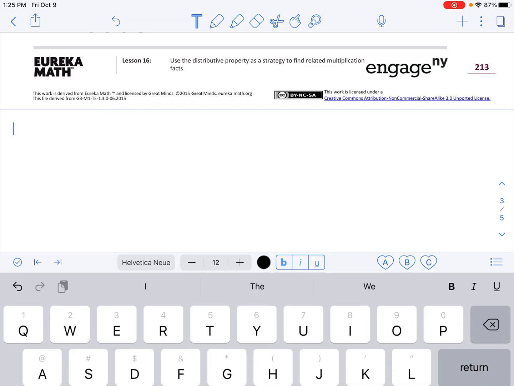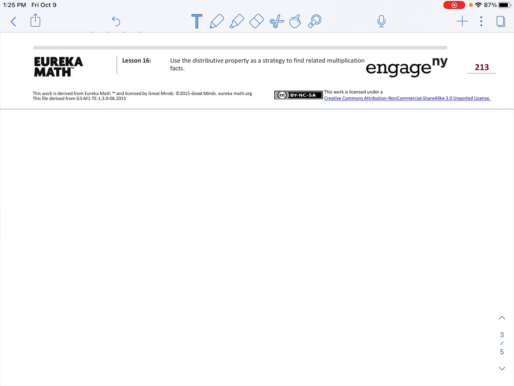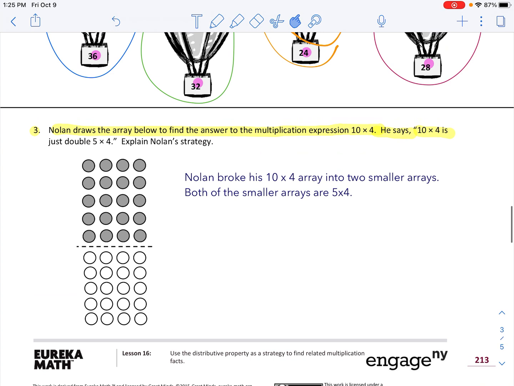I just kind of have to explain in words how I can see that picture or how we think Nolan got his answer. All right, so good luck on your homework page. Hopefully that helps.